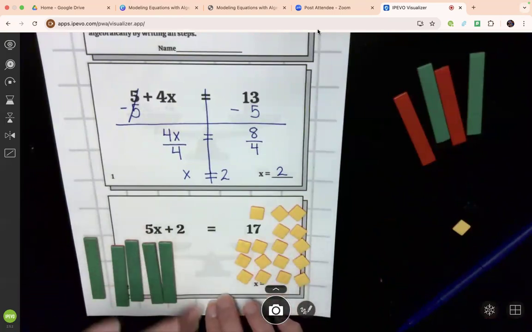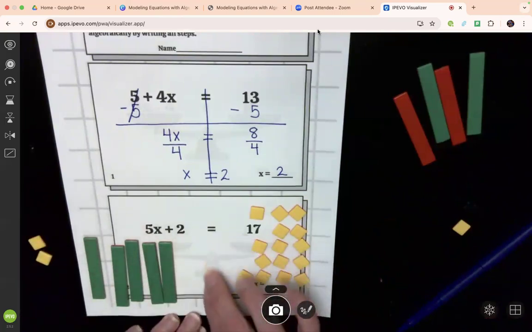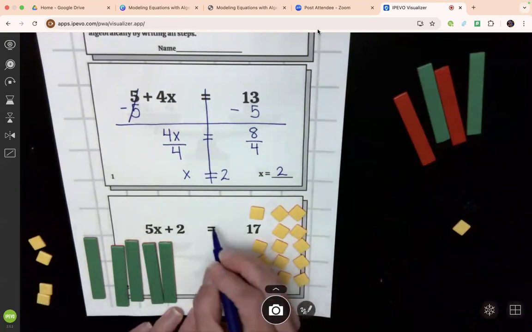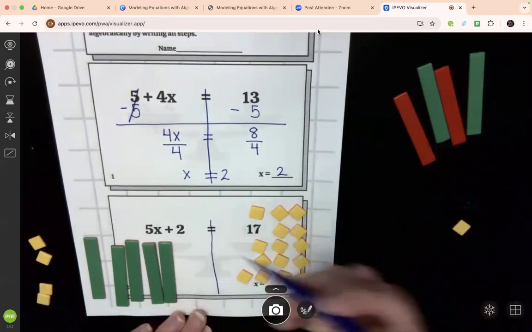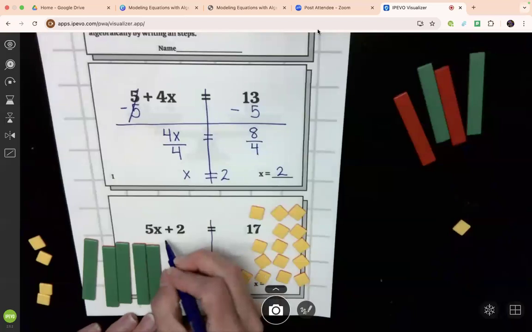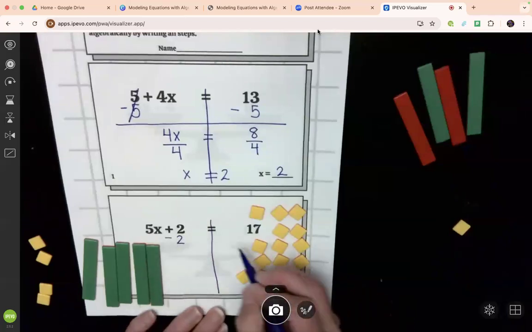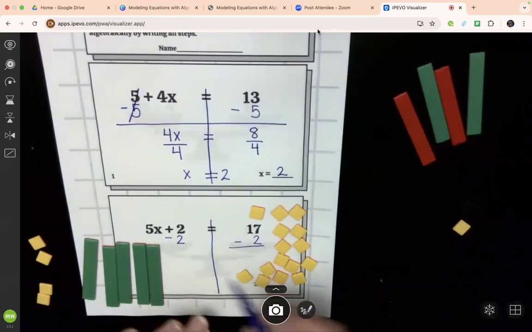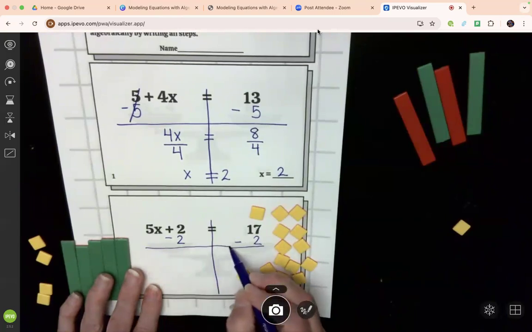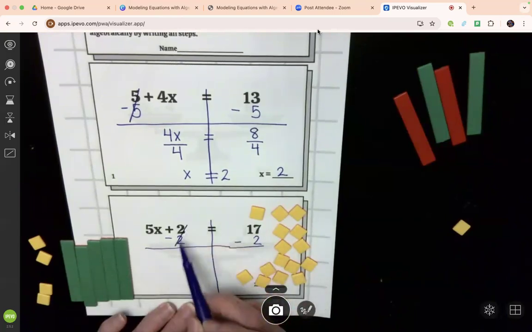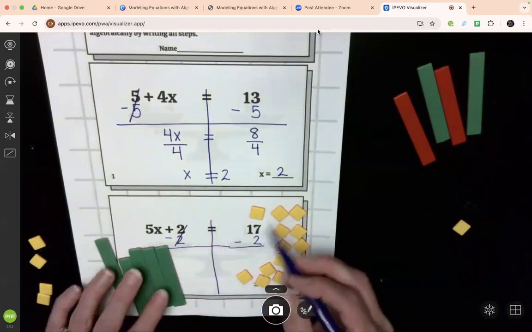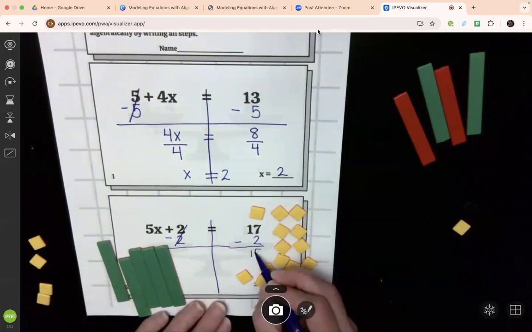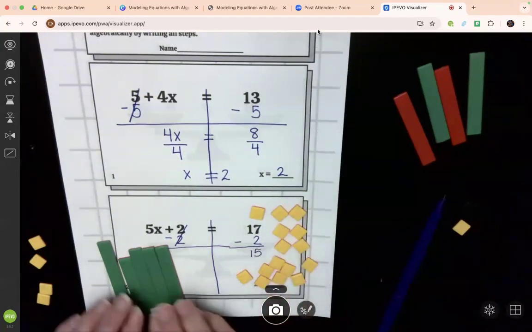So I'm going to take 2 from this side, and I'm going to take 2 from this side. And remember, when we're writing this out, that's what we're doing first also. We're subtracting 2 from both sides. And so when you do that over here, you don't have anything left because that makes a 0 pair. And then over here, you have 15 yellow tiles left.